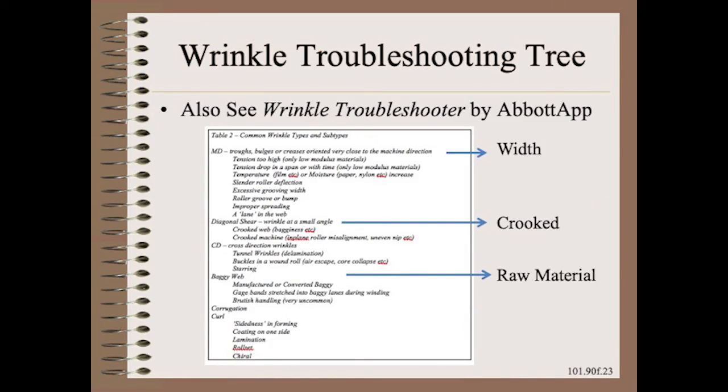For your convenience, I have listed the 20 most common types of wrinkles, which will comprise most everything you will ever see with regard to flatness problems. We even have a free and easy internet app, the Wrinkle Troubleshooter, that can guide you through the troubleshooting tree.